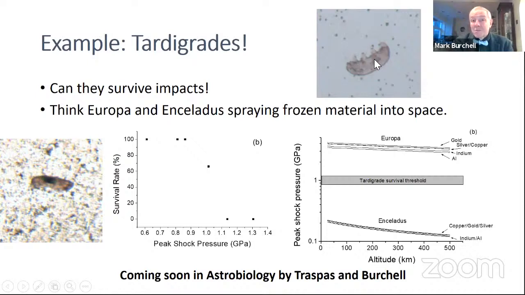But actually, they're freshwater creatures, so they wouldn't like the brine. But, it's just an example. And we thought, if you're flying or in orbit around Europa, what sort of shock pressures would you get versus altitude of the orbit? Tardigrade survival down here, Europa, flyby, shock pressures, no good. If you go to Enceladus around Saturn and it's spraying life into space, well, we say you might find it. And that's coming soon, hopefully in a journal called Astrobiology. Alejandra, my master student, and myself were the authors on that one.